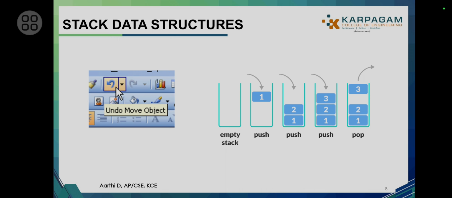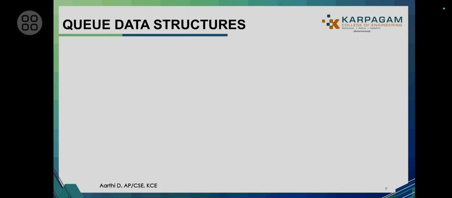One is called push, which is insertion. The other one is pop, which stands for deletion. When you push an element, you are inserting an element into the top of your stack. When you pop an element, you are deleting the topmost element present in your stack. So next is a queue.